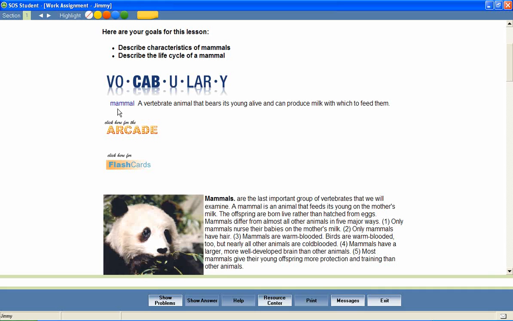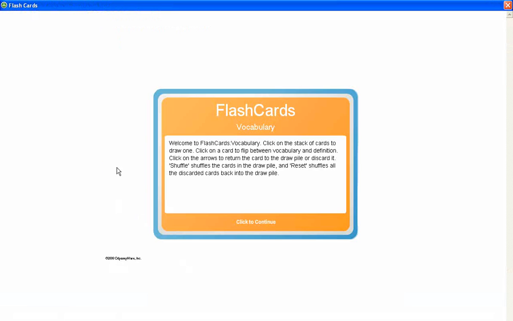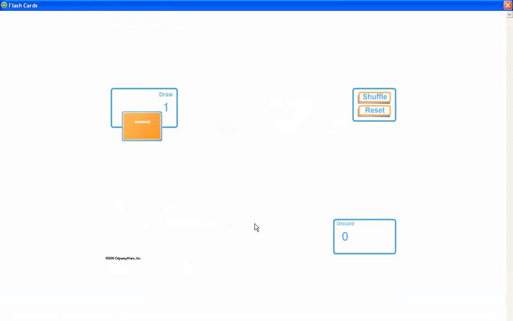Mammal. In addition, the vocabulary arcade games encourage mastery of the vocabulary words by providing practice in the correct spelling of each word and in matching each word with its definition. Flashcards allow students to easily review the words and their definitions.